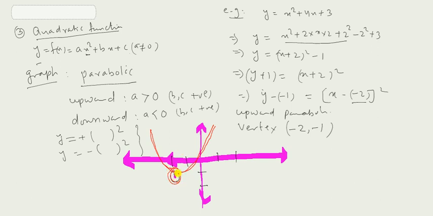So the shape first I have to determine, it is an upward parabola, and the vertex is at minus 2 and minus 1. So this is how we draw the graph of a quadratic function. Now let us move towards the cubic function. So for a cubic function the graph will be like this.